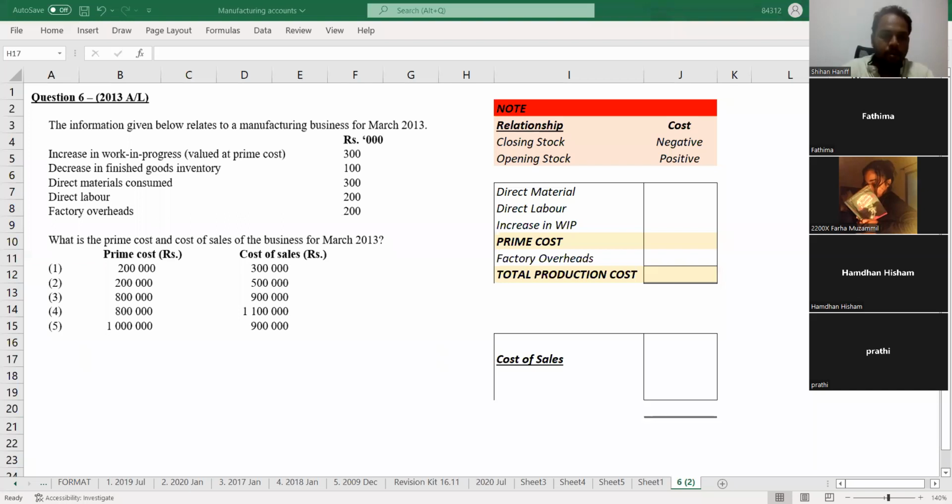Same raw material, work in progress, any stock, the concept is the same, right? If the stock increases, cost will reduce. Closing stock. If the closing stock increases, cost will reduce. If the closing stock decreases, cost will increase. Negative relationship. Opening stock, there is a positive relationship.